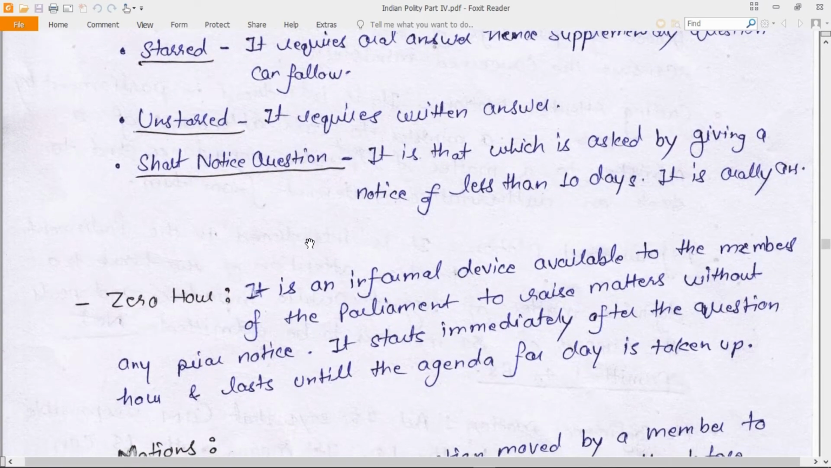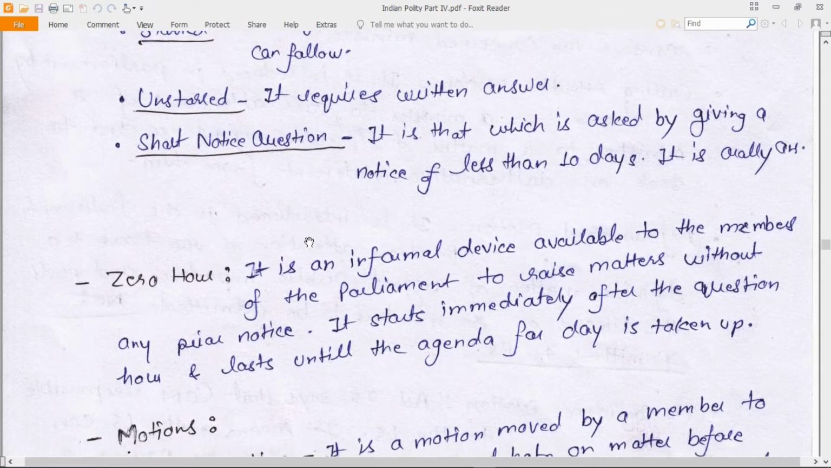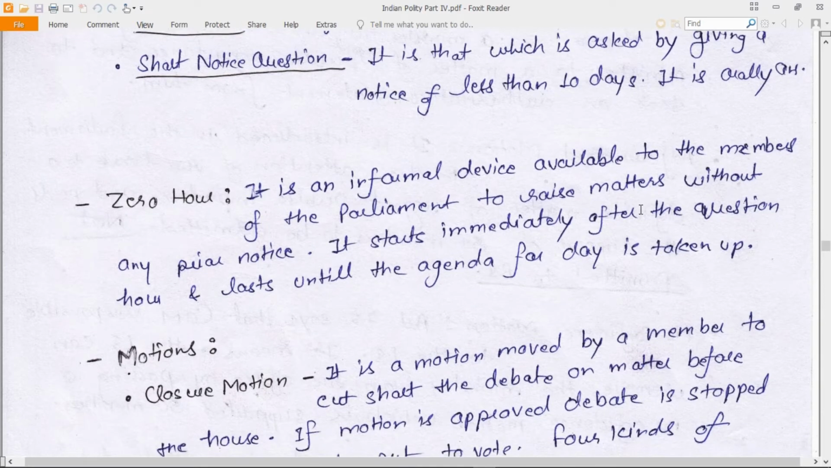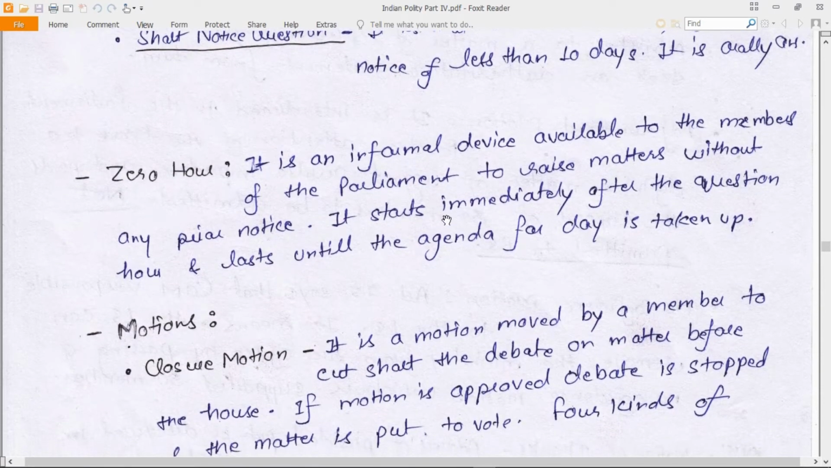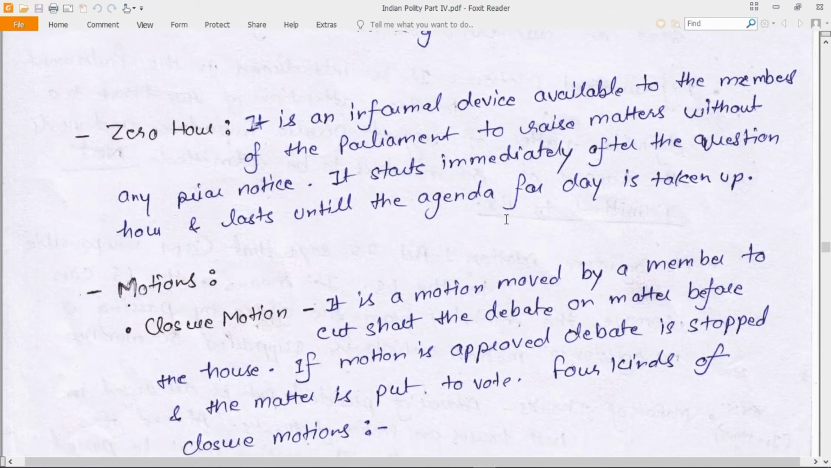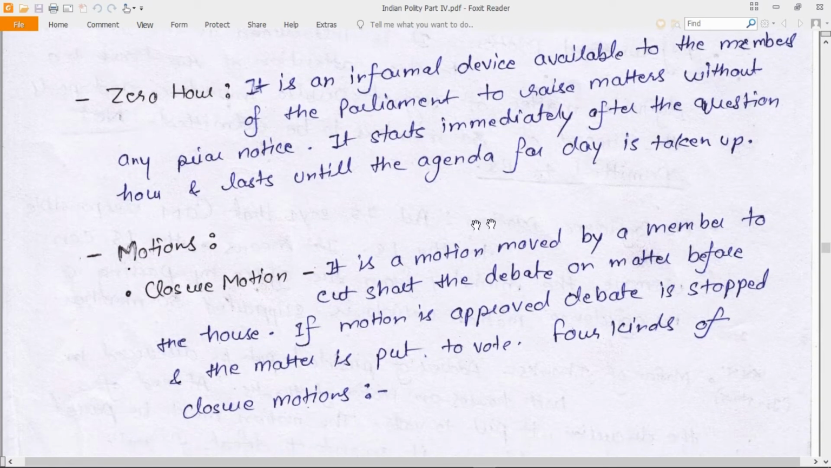It is orally answered. Now, what is zero hour? It is an informal device available to the members of the Parliament to raise matters without any prior notice. It starts immediately after the question hour and lasts until the agenda of the day is taken up.